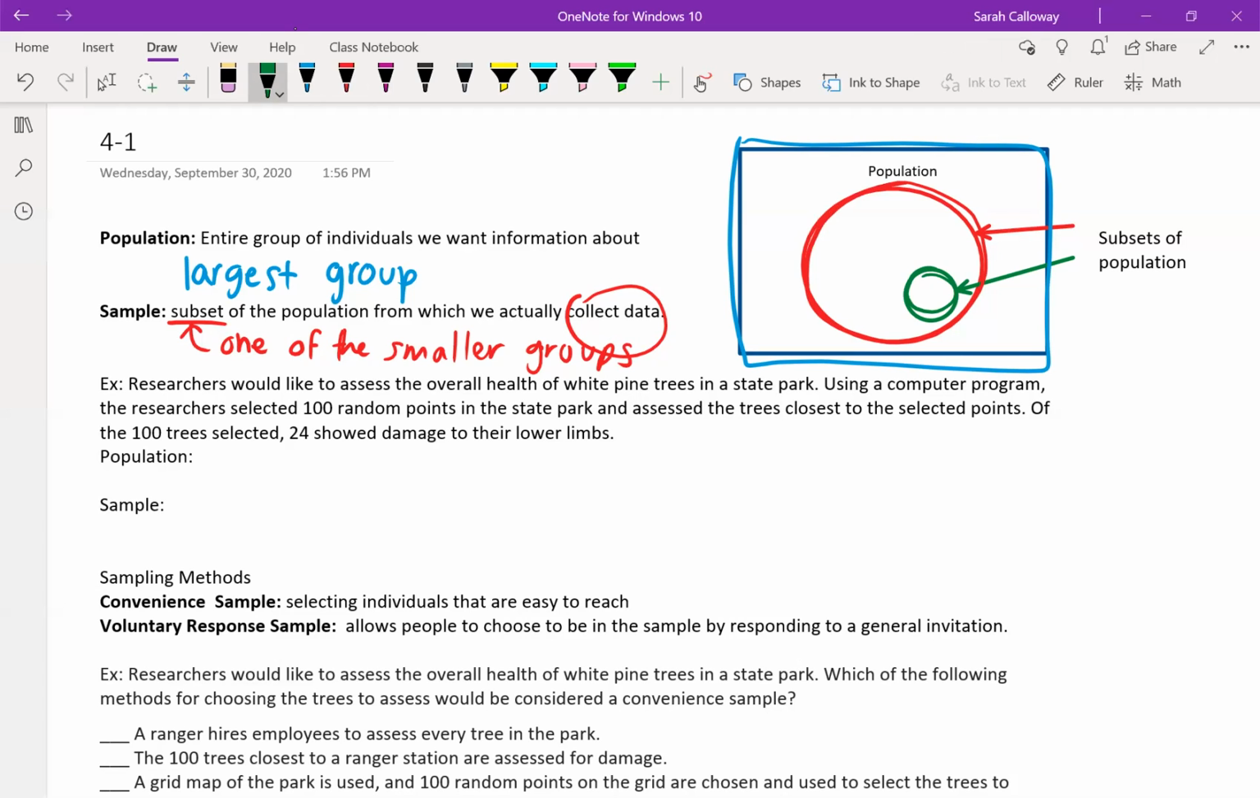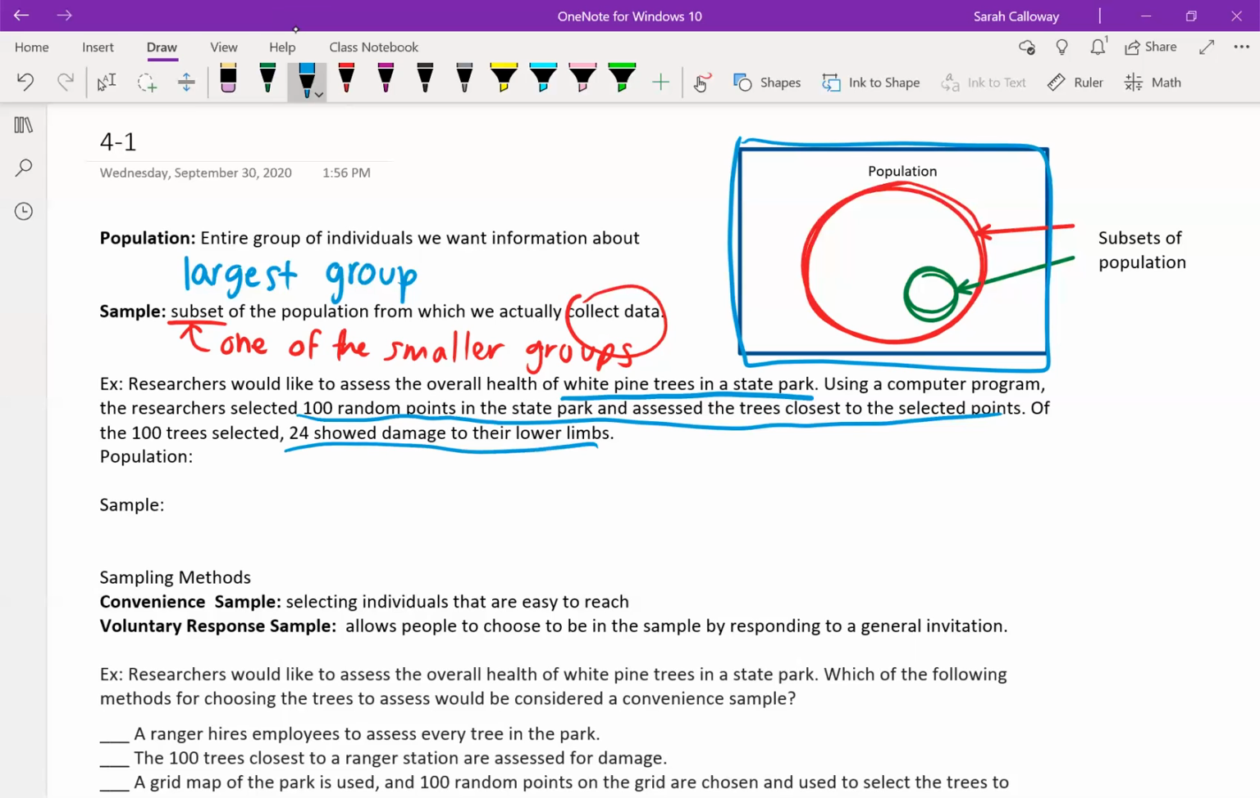So for this first problem, we've got researchers who would like to assess the overall health of white pine trees in a state park. If they're looking at the overall health of white pine trees in a state park, that's likely our population. So that's all the trees in the park, a pretty big group. Then using a computer program, the researchers selected 100 random points and assess the trees closest to the selected points. Of the 100 trees, 24 showed damage to their lower limbs.